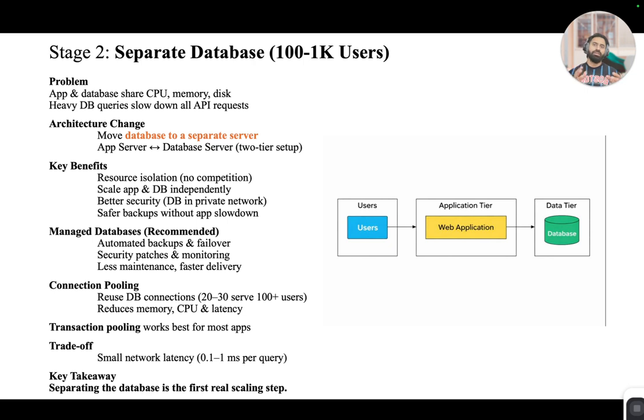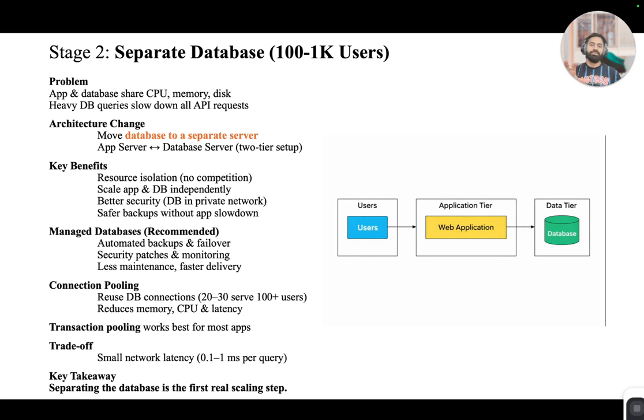So let's say your app is working fine, users are coming in, and suddenly everything feels slow. That is where most systems hit their first real scaling problem. Now you have to jump into the scaling, right? So let's first understand what's going wrong here.